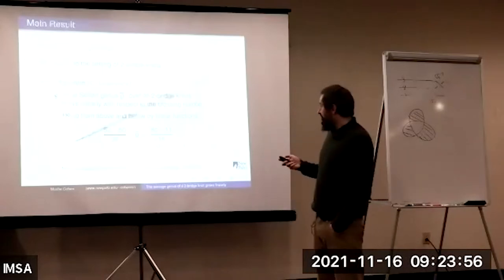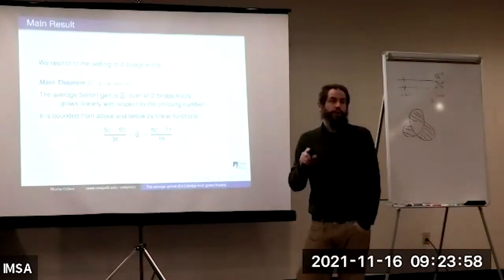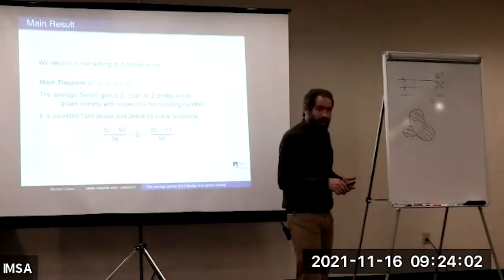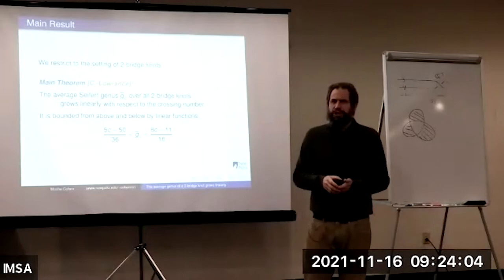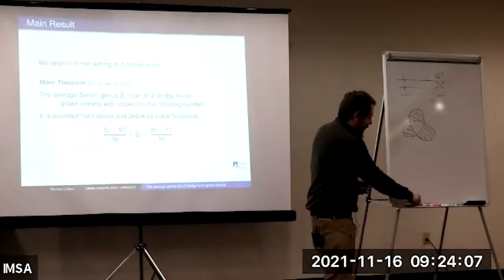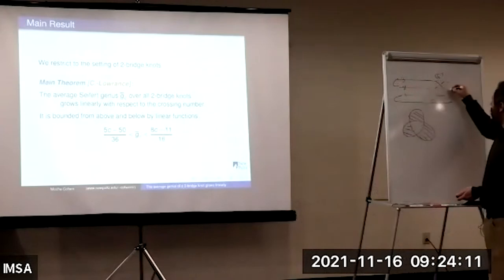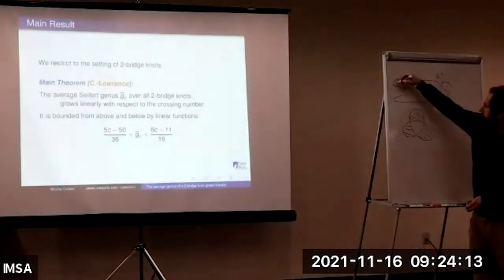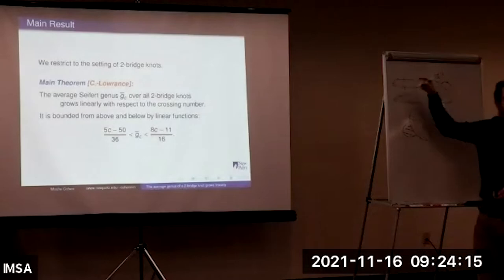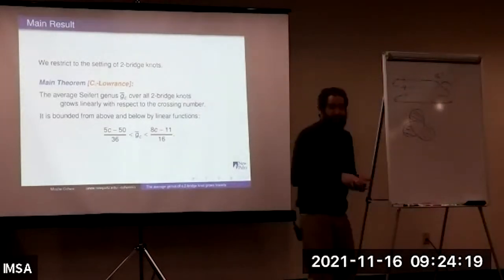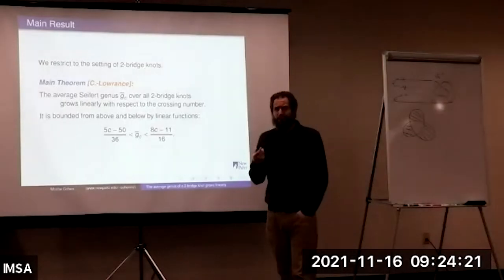But magically, we're able to prove this for the setting of two bridge knots. And for two bridge knots, one way of thinking about bridge number is by looking at your picture and trying to count the number of local maxima. So like here and here would be the reason that we would have a two bridge knot. Two bridge knots are so nice. We also call them rational knots.